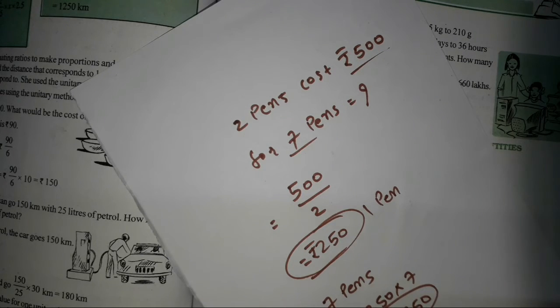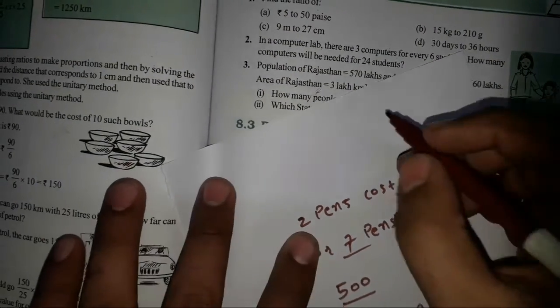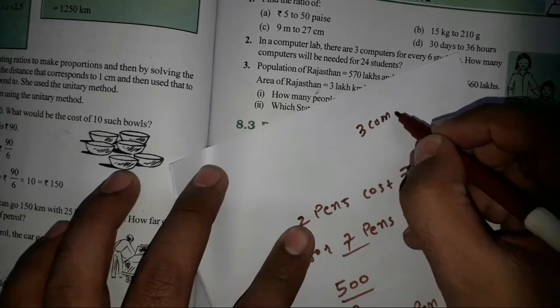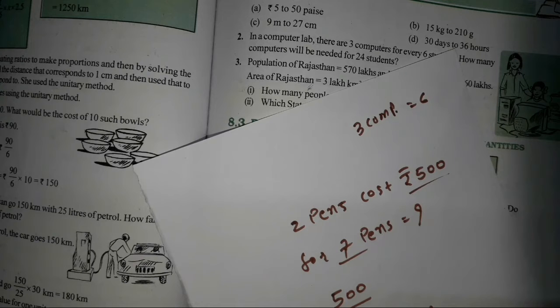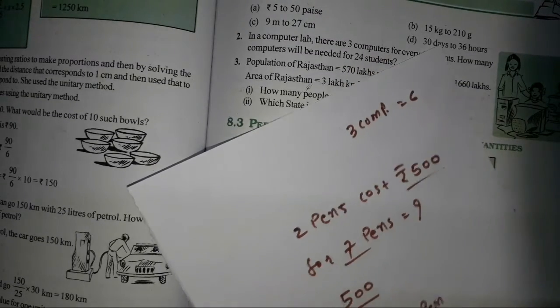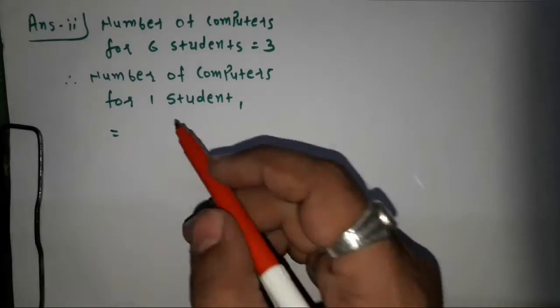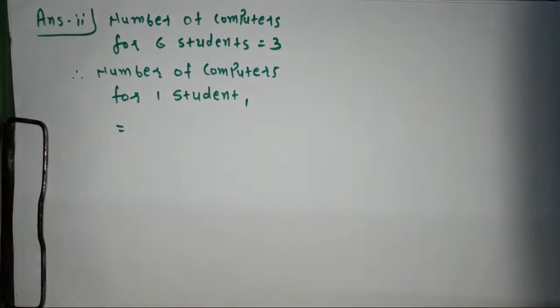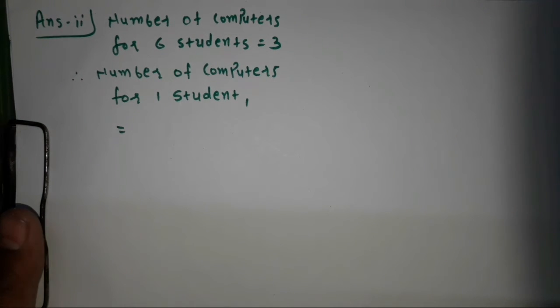Similarly, in this sum, in a computer lab there are 3 computers for every 6 students. So first of all, we will find how many computers are required for one student, and after that, whatever the answer is, we will multiply it by 24, because here we have to find how many computers will be needed for 24 students. So first we will write the given data: the number of computers for 6 students is 3 computers, and the number of computers for one student is what we have to find.